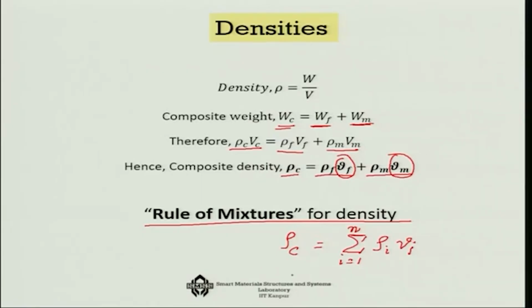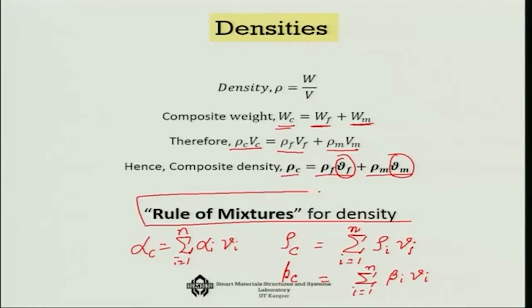Let us say the moisture absorption capability, we will call it beta c. That also follows the same rule: the sum over i equals 1 to n of beta i Vi. And similarly the thermal conductivity alpha c, exactly the same rule: alpha c equals the sum over i equals 1 to n of alpha i Vi. So this is the general rule of mixtures for density and such other transport properties.